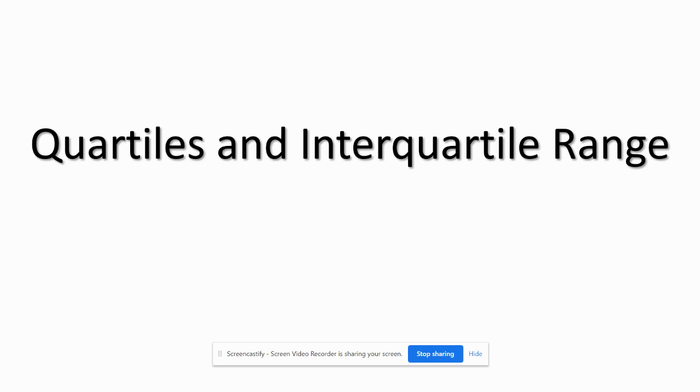So for today, we're going to be looking at quartiles and interquartile range. Quartile comes from quarter, so I'm going to break this into quarters. Now, if you think of a game, I'm thinking of a basketball game or a football game, those games are broken into quarters, right? There's the beginning of the game and all the way to the end.